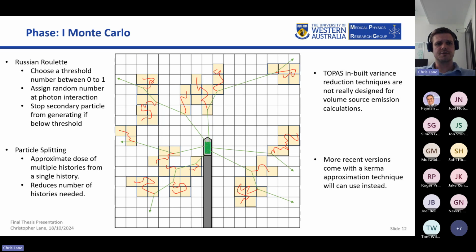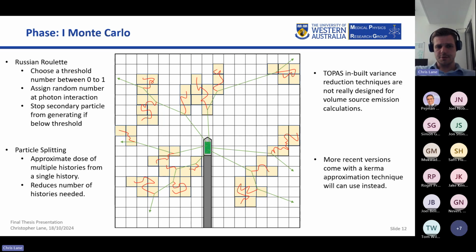TOPAS generally has 2 ways of doing this. You have Russian roulette and particle splitting, and these are built in. For Russian roulette, you basically have a threshold value somewhere between 0 and 1. Every time the photon undergoes an interaction, a random number is assigned to it. Depending on whether that random number lies over the threshold or not, it will make a decision about whether to simulate that secondary particle. And so you can use that to limit the number of secondary particles.